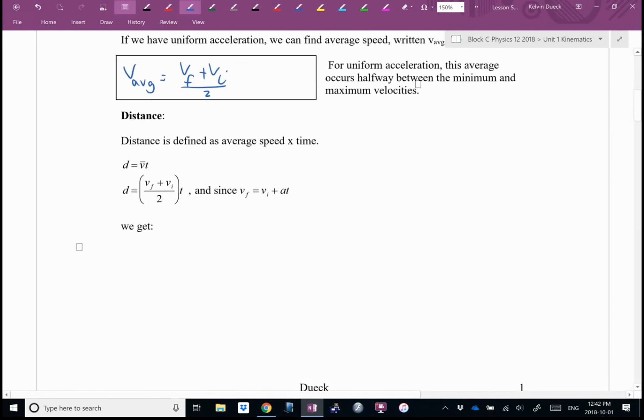I get distance and displacement mixed up all the time. Really, this should be displacement. I finally fixed it in my handout this morning. And it's average velocity times time. In other words, don't write this down, but in my brain, I'm thinking that. Don't write that down, though.